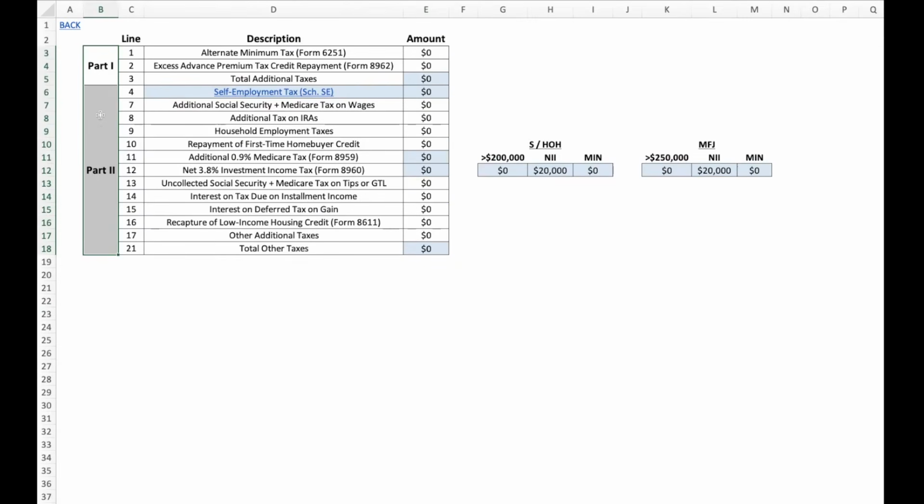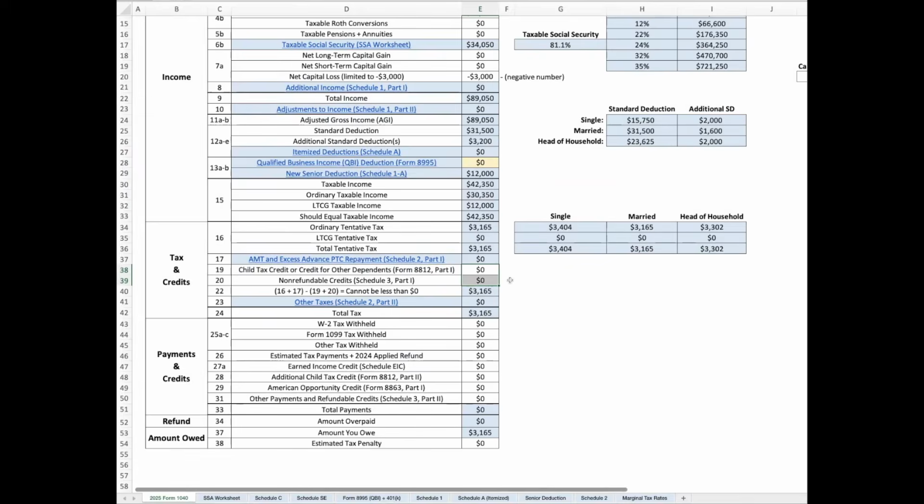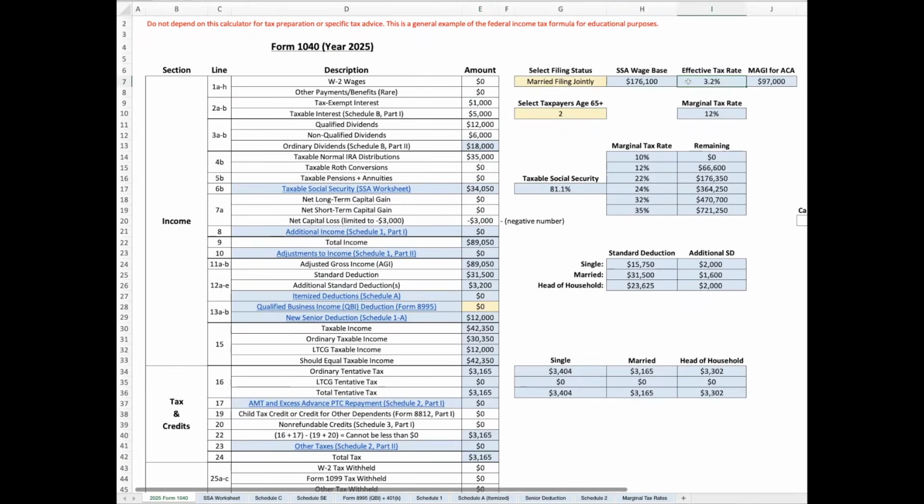We'll add these numbers to our self-employed example. Non-refundable credits are also subtracted here. It's pretty incredible that for this married couple with income of $98,000, from a lived experience perspective, they only pay $3,165 in total federal income taxes. And if we scroll up to the top, this is an average effective tax rate of only 3.2%.